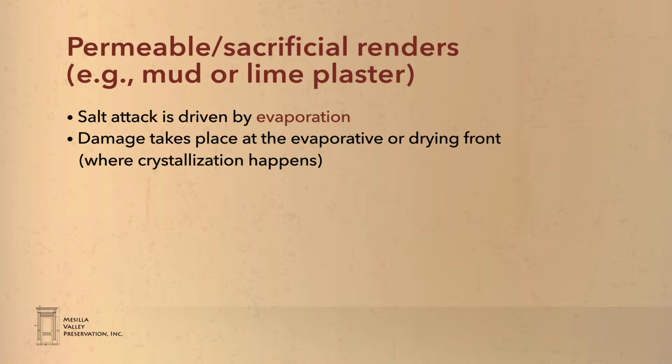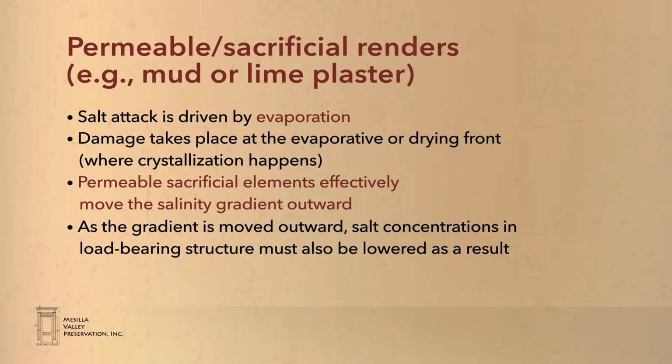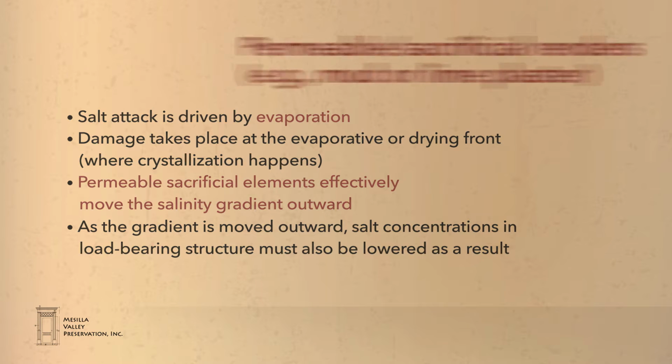Permeable plasters and renders, such as mud or lime plaster, are useful because they allow the drying front to occur at or near the surface of the plaster. This in turn effectively moves the entire salinity gradient out of the wall and toward the plaster surface. As the gradient moves outward into the permeable render, the highest salt concentrations go with it, and salt concentrations in load-bearing structure are lowered as a result.